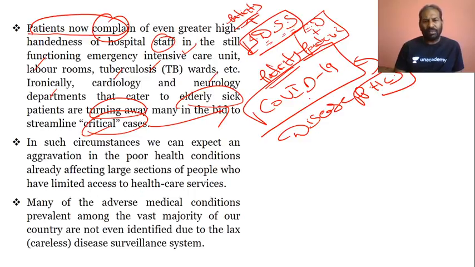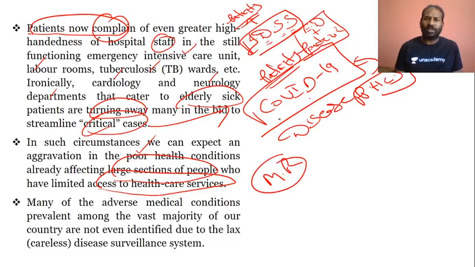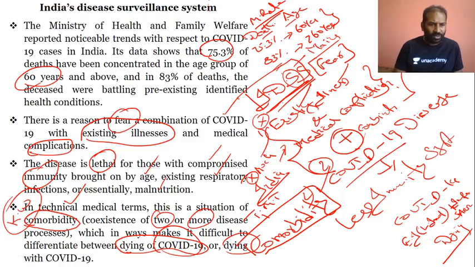And if this last section of people is affected or not taken into consideration because of poor health conditions, they will have limited access to healthcare services, and that will again create a higher mortality rate, not just because of COVID-19 but because of the existing diseases. That is what comorbidity means, a coexistence of two or more diseases. That is what the concern is now. Are we dying of COVID-19 or dying with COVID-19?